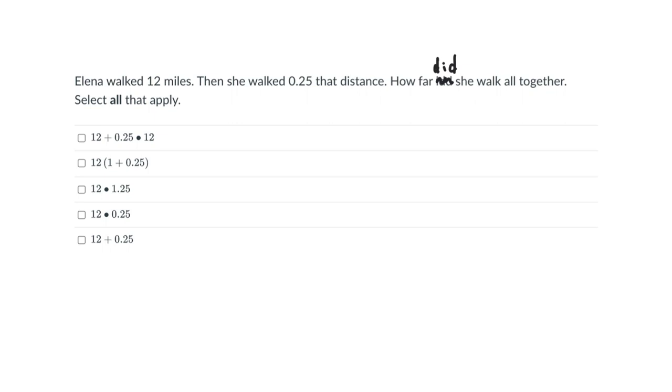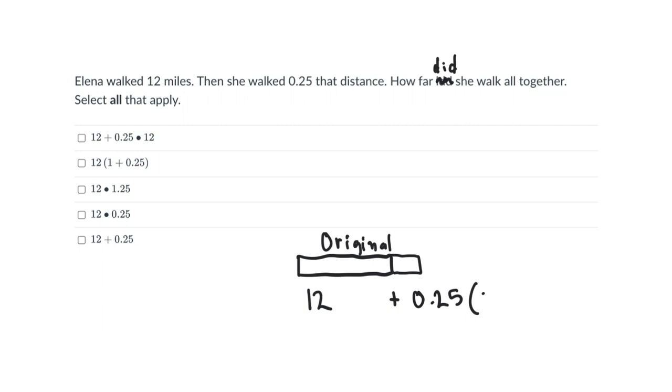All right, let's use that bar or tape diagram to represent this. So this was our original amount. And then she walked a little bit extra from that. So if this was 12, her original amount, she walked that, and then she also walked 0.25 that distance again. So we've got to multiply the 0.25 times 12. So we can go and find one of those options that will work.